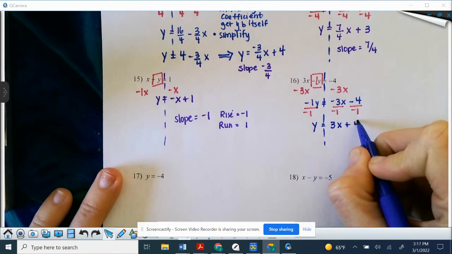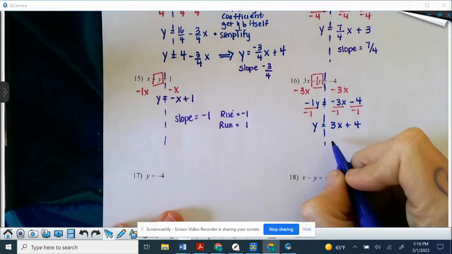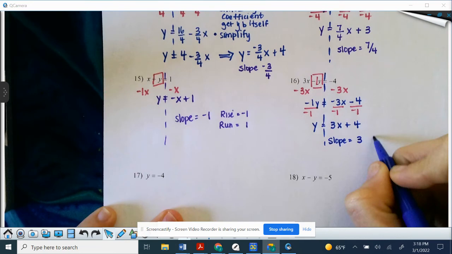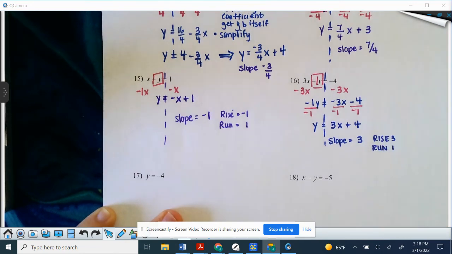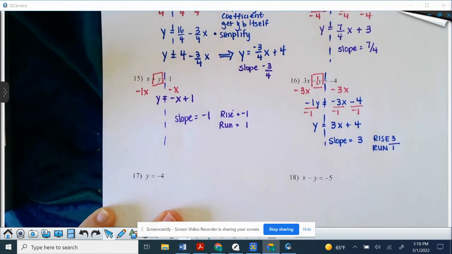And remember, all numbers have an imaginary 1 underneath them, but we don't write them there. We may use them in solving, but at the end, those 1s underneath whole numbers go away. So the slope for number 16 is a positive 3, which means the rise is 3, and the run is 1. Because again, remember, there's an imaginary 1 under all whole numbers in general, but especially for slope.